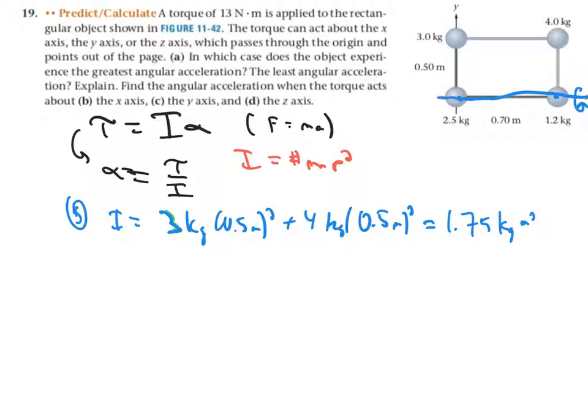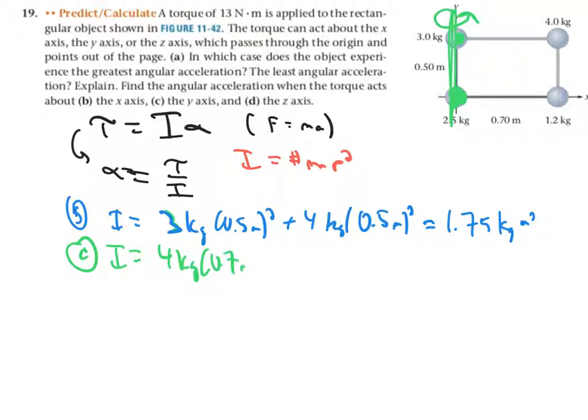And if we're rotating around the y-axis, so we're spinning out of the page sort of that way, then we see that neither this nor this contribute, and instead we would have 4 kilograms times 0.7 meters quantity squared plus 1.2 kilograms times 0.7 meters quantity squared. This is 2.548 kilogram meter squared.